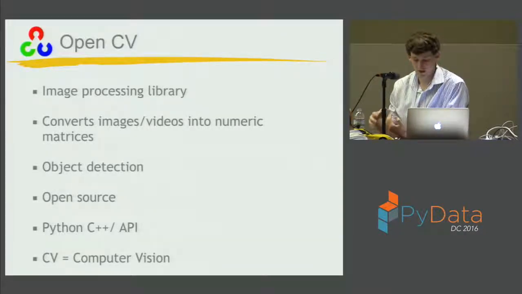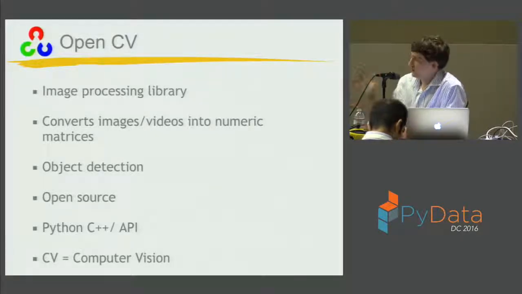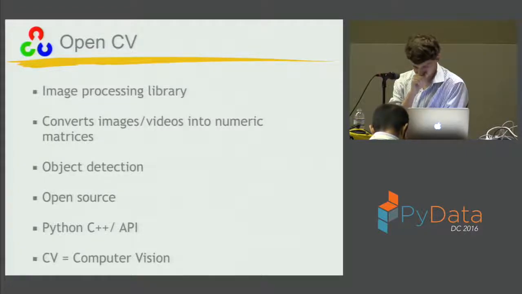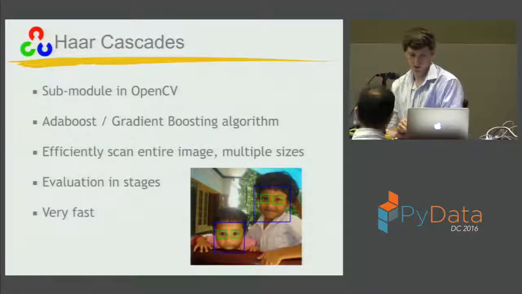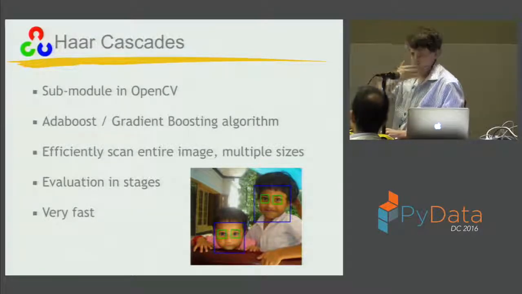There are a lot of submodules in it. You can use it for object detection, in particular something called HAAR cascades. I might be pronouncing that word wrong. It's HAAR cascades. I'll show you that in a little bit with the stop sign piece. It's all open source. It's got a Python API. I think it's built on C++. So this is the HAAR cascades module I'll talk about.